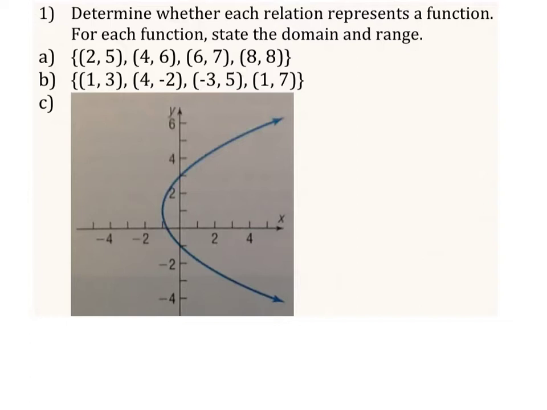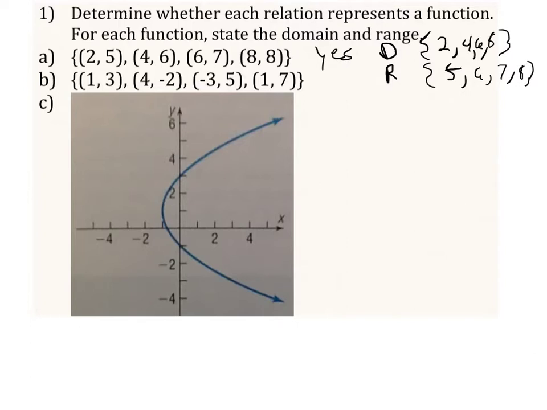So for A here, we've got a set of ordered pairs that will represent a function or not. But if we look, we have x values 2, 4, 6. None of those x's repeat, and none of the repeated x's have different y values. So each x value has its own unique y value. So we would say that yes, this is a function. Its domain is the list or set of x values, in this case 2, 4, 6, 8. Okay? And our range would be the set of y values, or 5, 6, 7, 8.